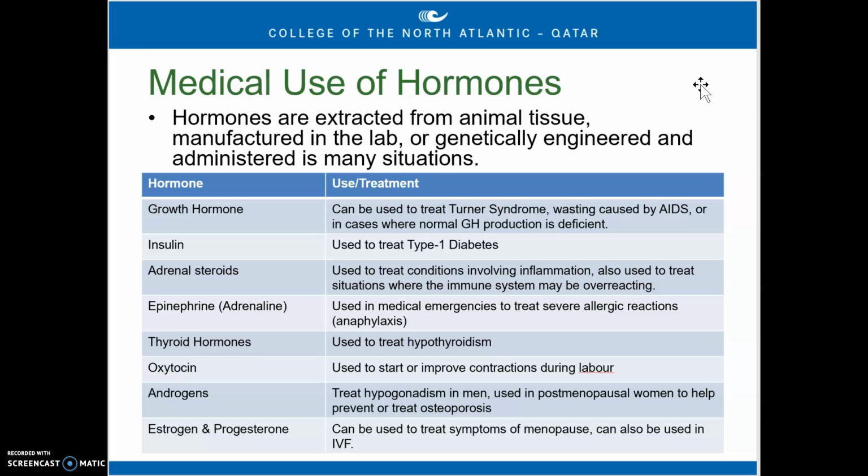So if we look down through here, we've found ways to use growth hormone, insulin, adrenal steroids, epinephrine or adrenaline, thyroid hormones, oxytocin, androgens, estrogens, and progesterone. We've used all of those in medical treatments to help people with certain conditions. So if you go through that table, you'll be able to see how we use those hormones to treat certain conditions in patients, generally when they don't have enough hormone being produced. But in case of estrogen and progesterone, for example, we can use that for people who have trouble getting pregnant. We can use that in vitro fertilization, IVF, so we can help people who otherwise wouldn't be able to have children.